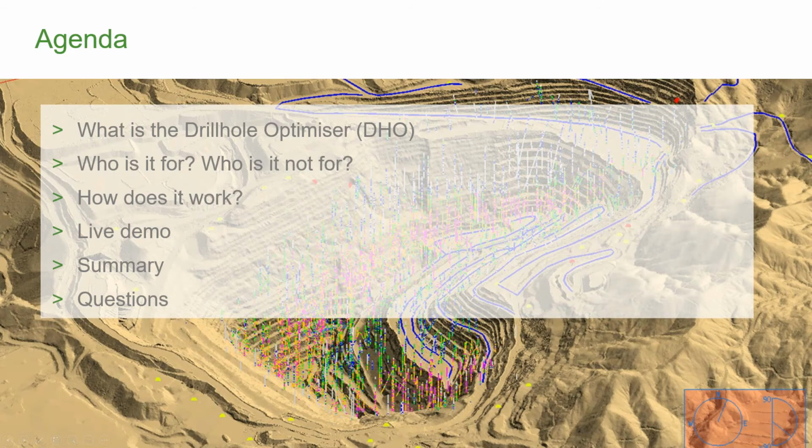So here's our agenda for today. First, we'll start off by defining just what is the Drillhole Optimiser. Then I'll describe who it's for, who it's not for, and illustrate a few examples of the outputs. We'll describe how it works, and then we'll jump into a live demo and I'll walk through each of the panels and explain them. We'll wrap up with a summary, and then with the remaining time, we'll open it up to questions.